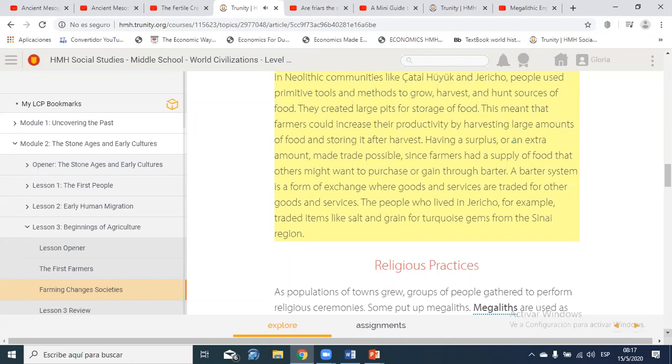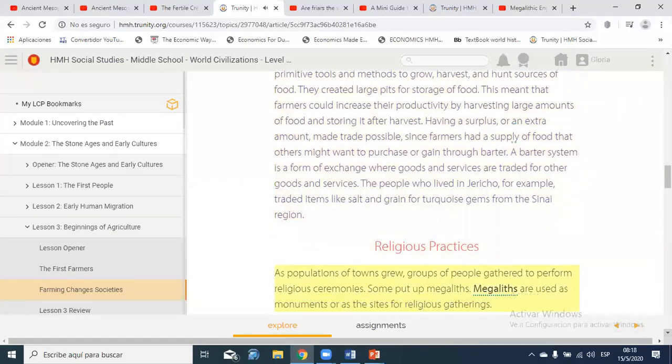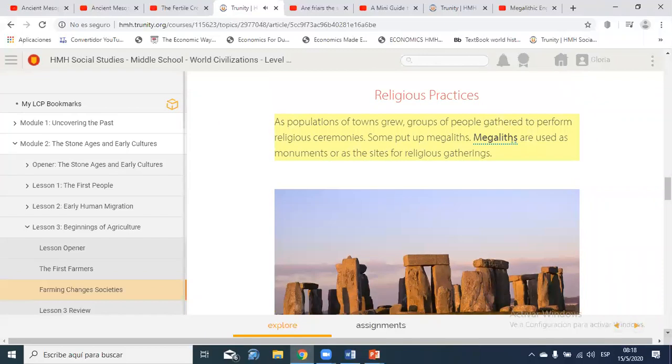A barter system is a form of exchange where goods and services are traded for other goods and services. The people who lived in Jericho, for example, traded items like salt and grain for turquoise gems from the Sinai region. Religious practices. As populations of towns grew, groups of people gathered to perform religious ceremonies. Some put up megaliths. Megaliths are used as monuments or as the sites for religious gatherings.